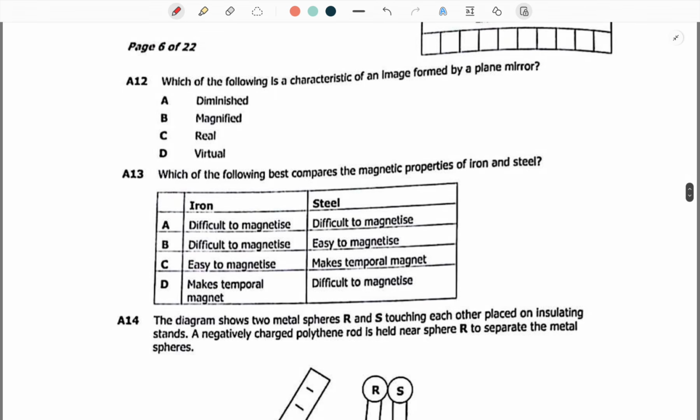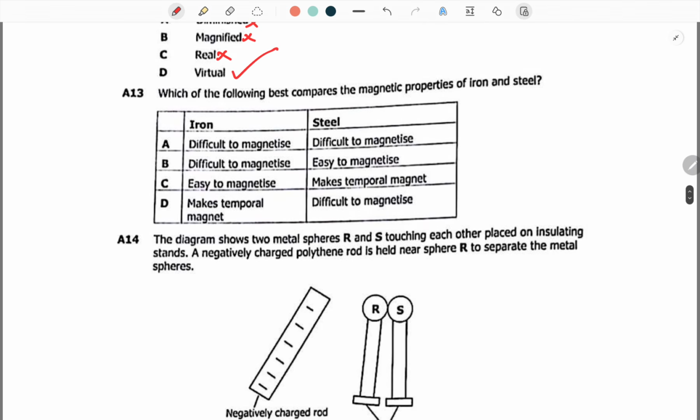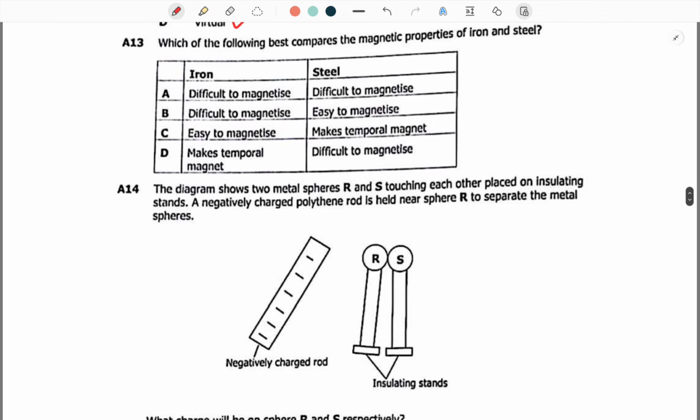Which of the following is a characteristic of an image formed by a plane mirror? Of course this one is very simple. It can't be diminished. Plane mirrors don't produce diminished images. They can't be magnified. Of course, they can't be real. It is actually virtual. So this one is well known, possibly to those that read, you'll be able to confirm with me.